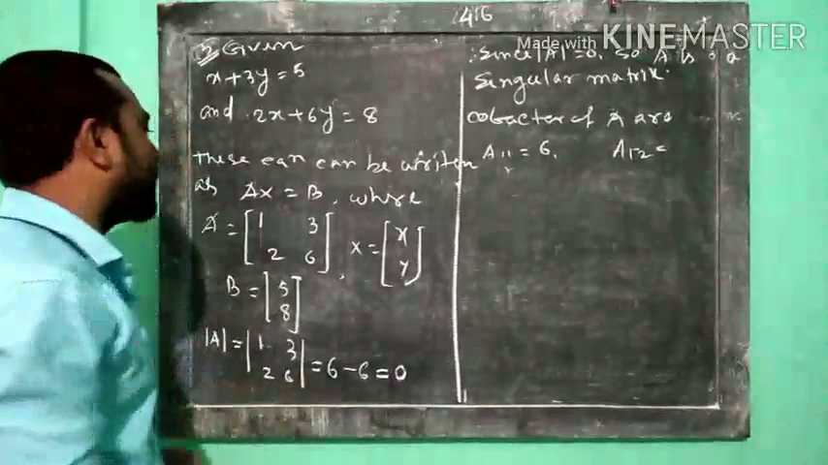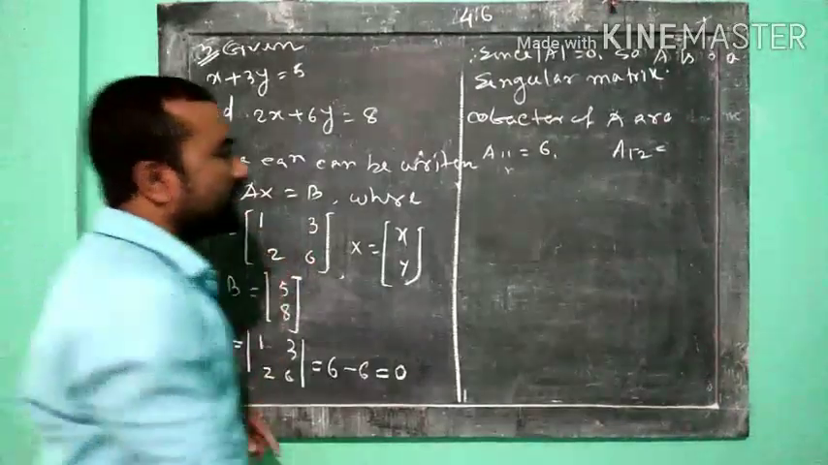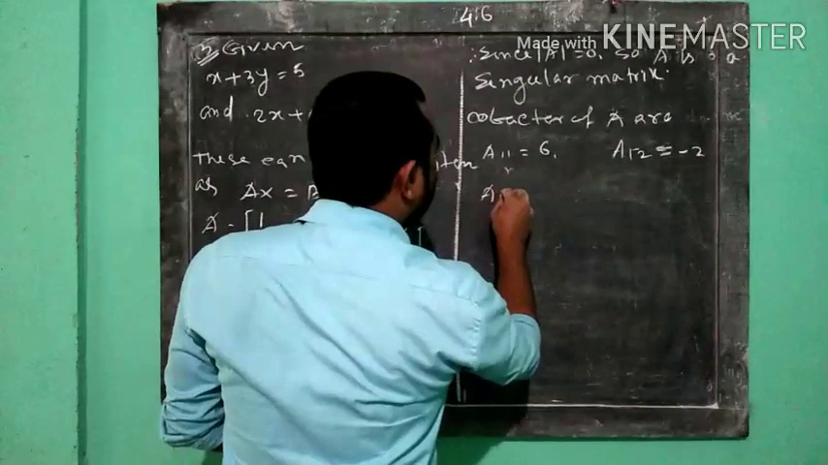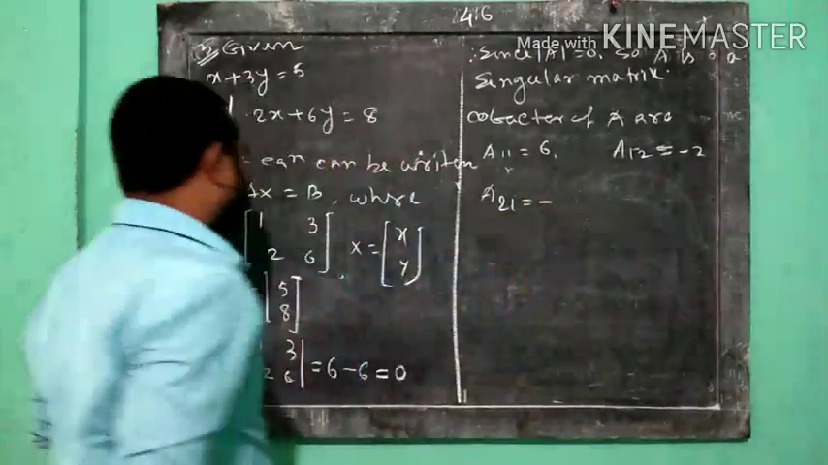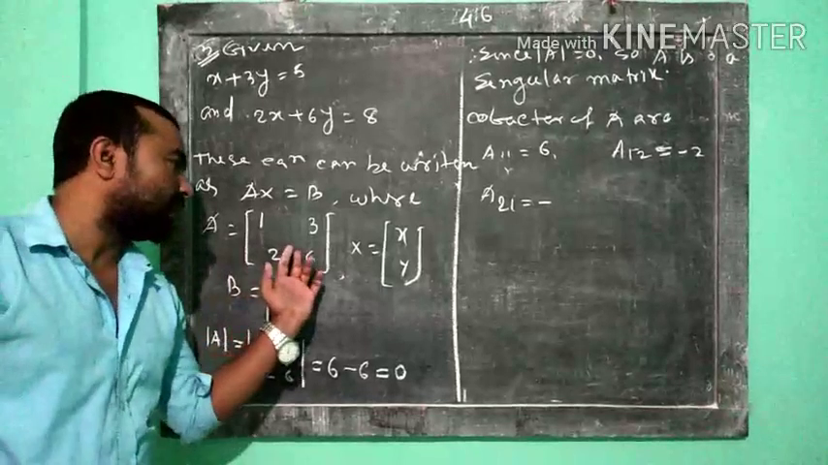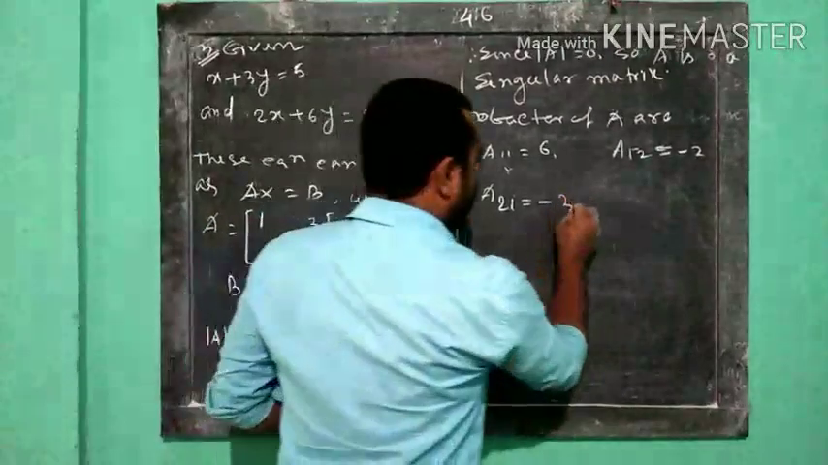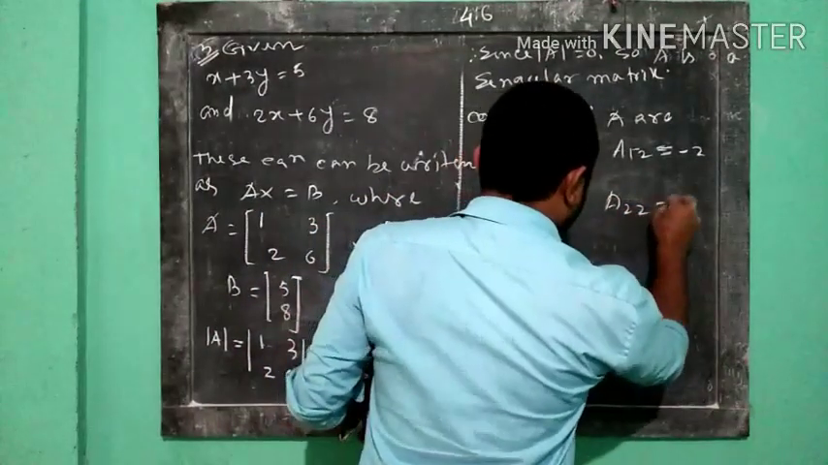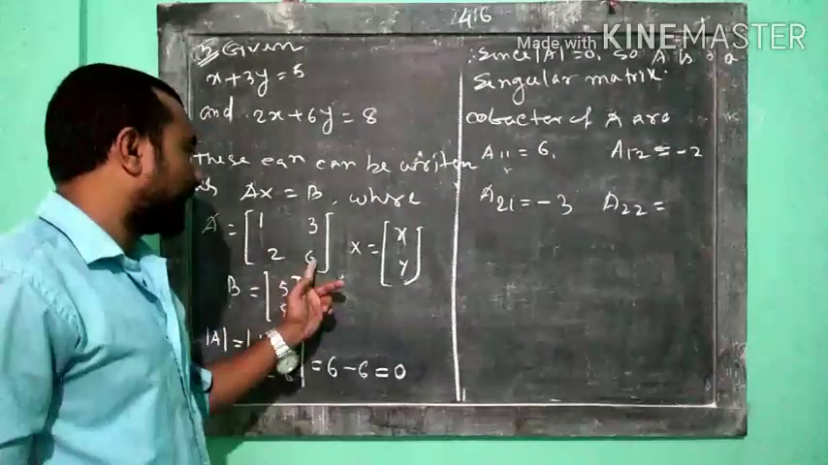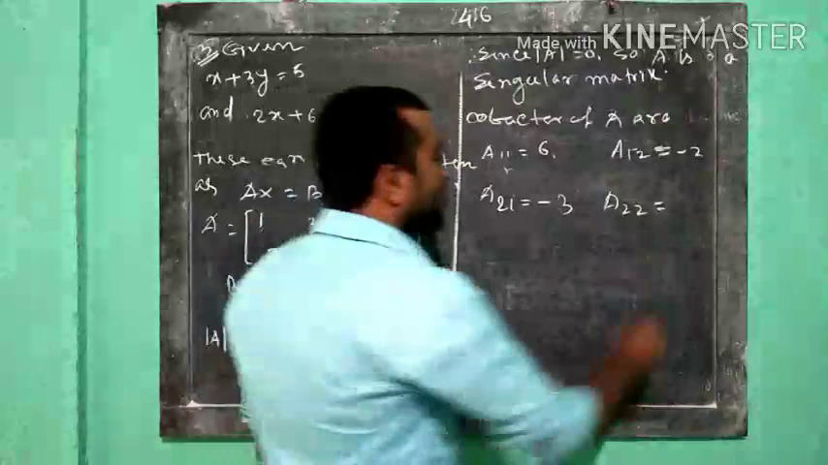A12 is what? A12 is this cancel. This is minus 2. Sign should be negative here. And A21 sign should be negative. A21, cancelling by first column and second row, then this is 3. A22 equal to what? A22 equal to cancelling by second row and second column, then it is 1.